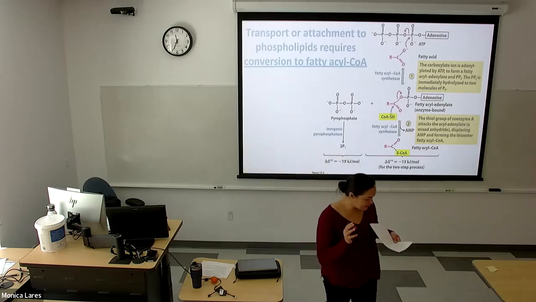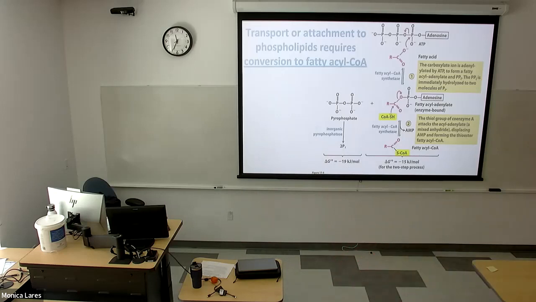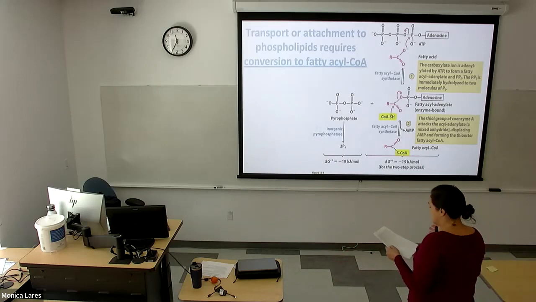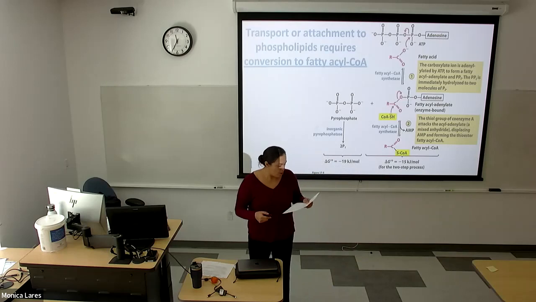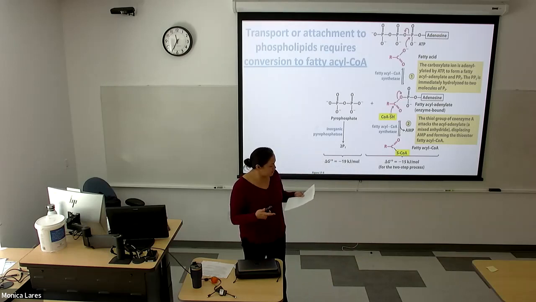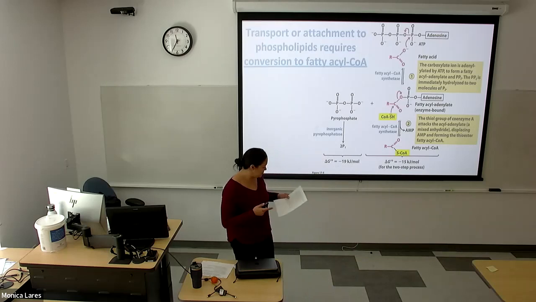Okay, so that's the first reaction. We've activated our fatty acid by attaching it to coenzyme A. We had to use ATP to do this. This first reaction is happening in the cytosol. This product can be used to make membranes, or it can be transported into the mitochondria for beta oxidation to produce ATP. It's going to depend on the needs of the cell.